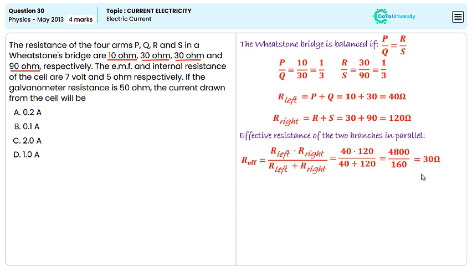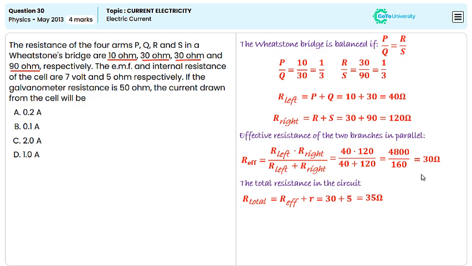The total resistance in the circuit is the sum of the effective resistance and the internal resistance of the cell, which is small r. Therefore, R total is R effective plus r, which is 30 plus 5, which is equal to 35 ohm. Now let us calculate the current drawn from the cell.